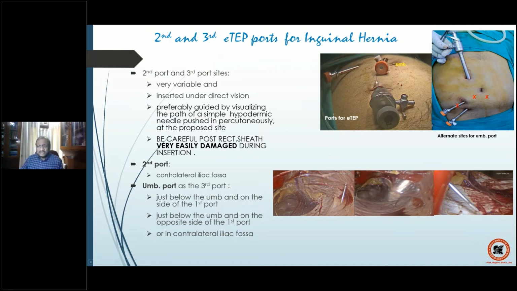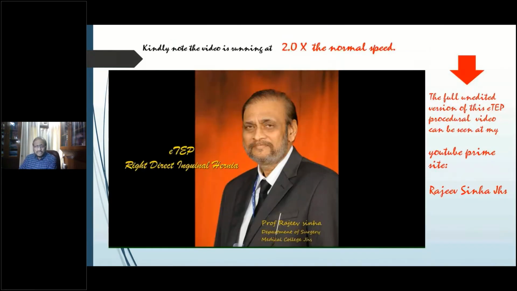Now, the umbilical port could be either on the side of the first port, or on the contralateral side, or it can also be taken to the contralateral iliac fossa. So there are three sites for this umbilical port: ipsilateral, contralateral, or in the iliac fossa. And the third port, or the second port, as you would like to call it, is at the contralateral iliac fossa. So that completes your three ports. Now, once that is done, the further dissection proceeds.